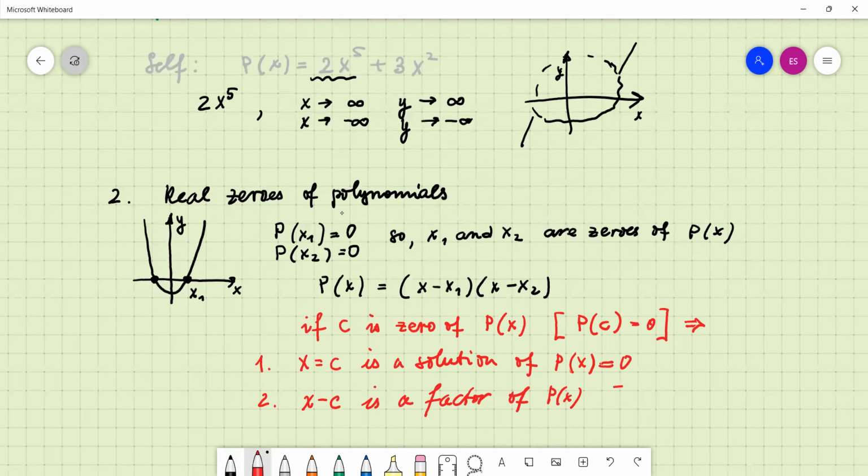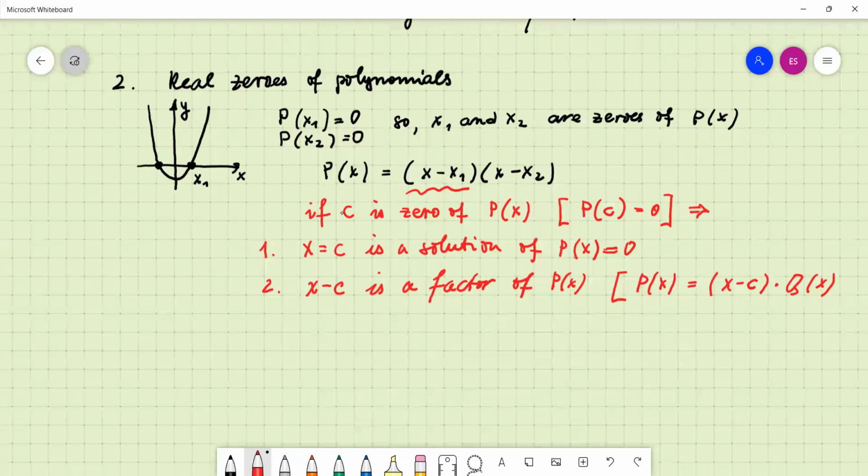Factor means that you can represent P of X as X minus C multiplied by some other function, like Q of X. Factor means that something like this is a factor. So this is, for example, my X minus C, and this is Q, my remaining function. Okay, I'm going to put it in parentheses. It's going to be more visible.